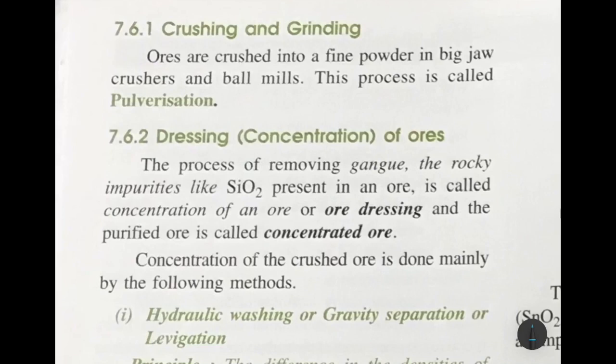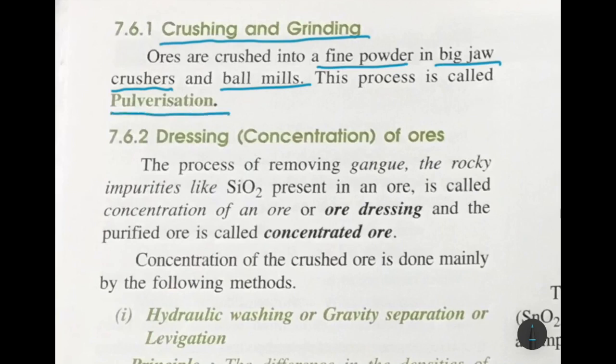The first step in the extraction of metals is crushing and grinding. So the ores are crushed into a very fine powder in big jaw crushers and ball mills. So the ore is placed in the big jaws of crushers and ball mills, and then it is ground into a very fine powder. The process is known as pulverization.